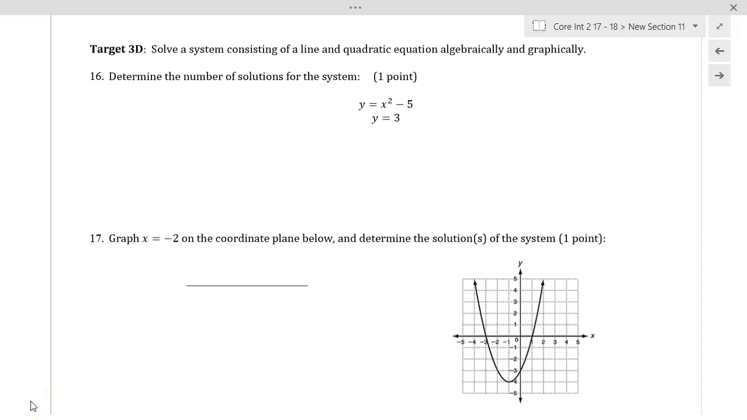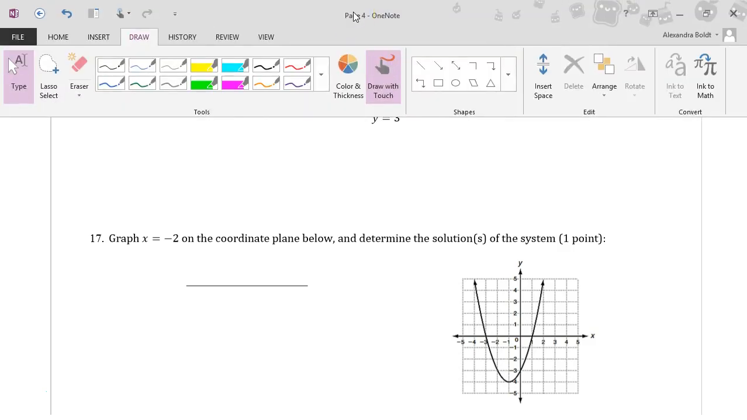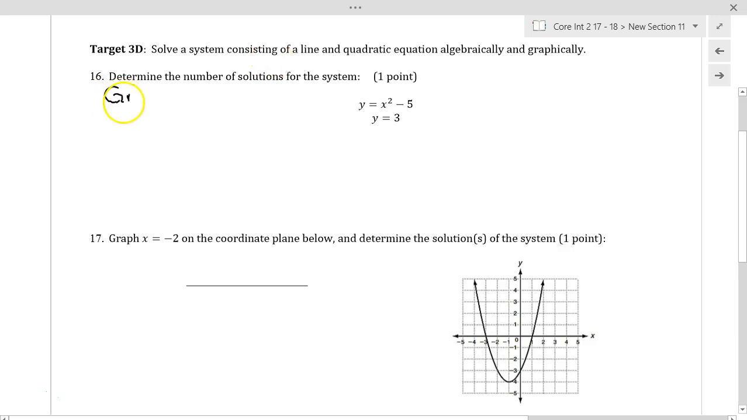All right, last target 3D. Solve a system consisting of a line and a quadratic equation, algebraically and graphically. All right, so 16. Determine the number of solutions for the system. We are going to graph. So graph on calculator.